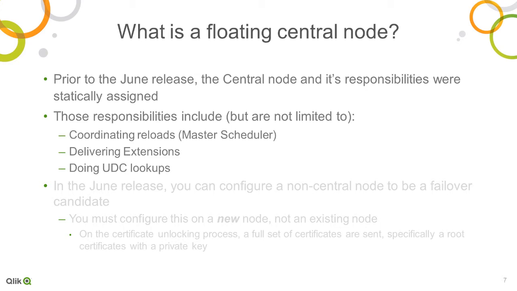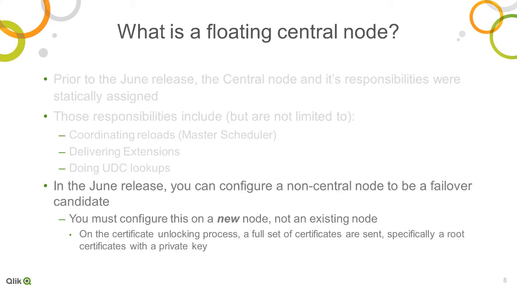This is one way. There are multiple ways of doing this. But the central node does deliver extensions. It does UDC lookups, and it does some other things like handling licensing and a couple of other marginal things that you never really notice. But it required the central node to be statically assigned. It had to be up for the site to really function.